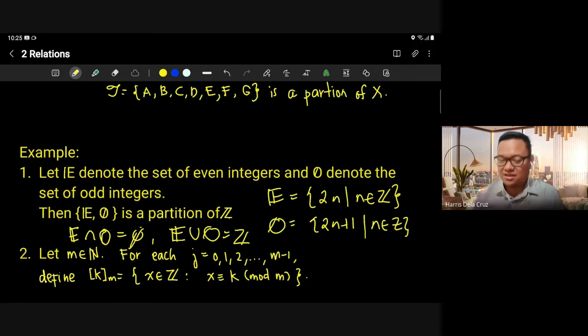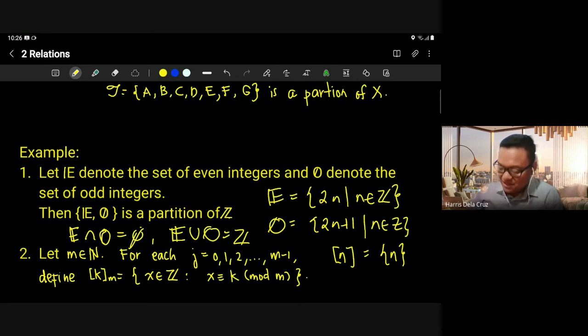There are infinitely many ways. For example, take each set to be a singleton. Take n in Z, and let C sub n be just the single element n. That's the only element in it. Just the single element n.